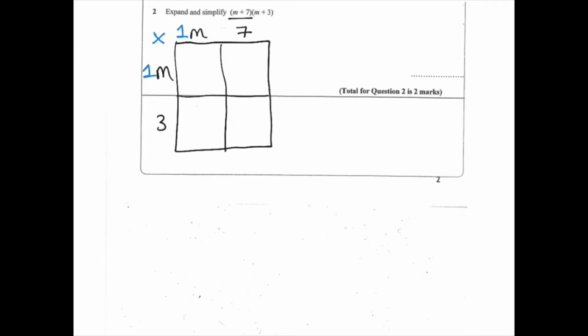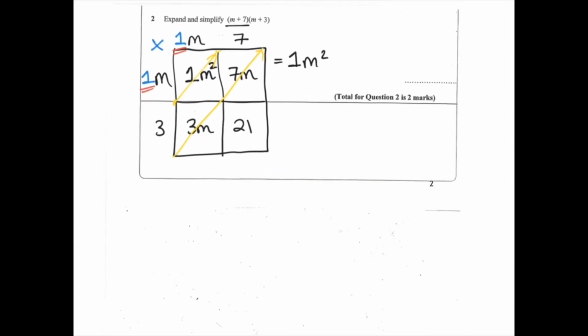So the first box, 1m times 1m. Really common to write the answer 2m here. It's not 2m. And this is why having this 1 at the front will really stop that from happening, because you need to do 1 times 1, which stays as 1, m times m, m squared. If we move across, we've got 1m times 7, so 7m. And going down, you've got 1m times 3, 3m. And then the last box, 3 times 7, 21.